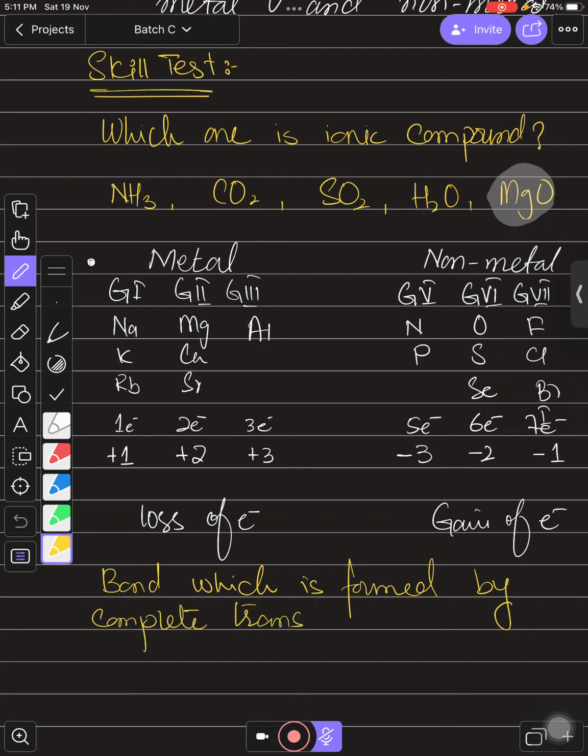Just keep remembering, kids, this is transference of electrons. This is complete transference of electrons. So it is the bond which is formed by the complete transference of electrons from metal to non-metal, from metal to non-metal. So you need to keep remembering this, kids, that always, always, always in ionic bonding there will be complete transference of electrons.